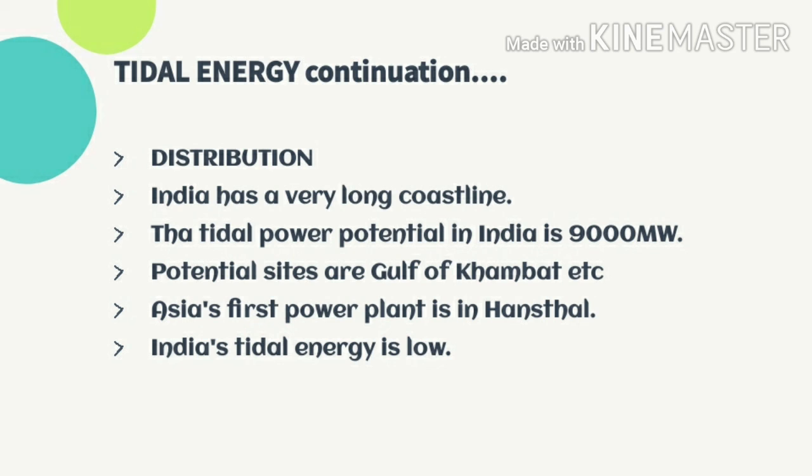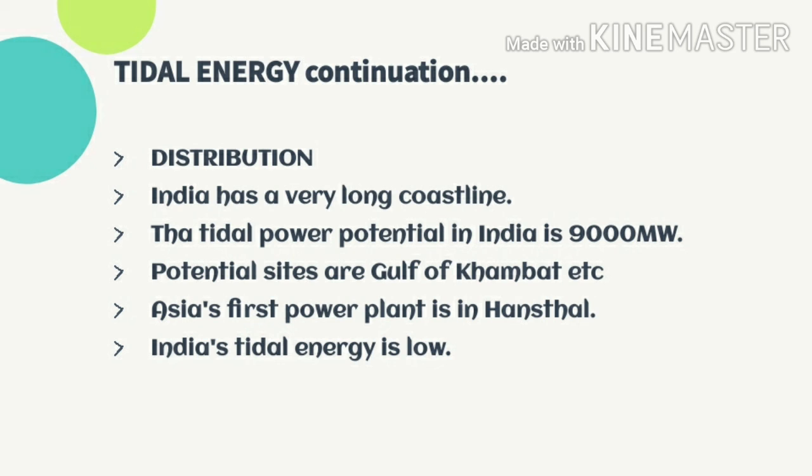Now, the distribution of tidal power plants. India has a very long coastline, and since it has a long coastline, estuaries and gulfs are there, where tides are very strong to move the turbine, so electrical power can be generated in those places. The tidal power potential in India is 9,000 megawatt. The potentially identified sites like the Gulf of Khambhat, the Gulf of Kutch, and the Sundarban region have the potential of 9,000 megawatt.